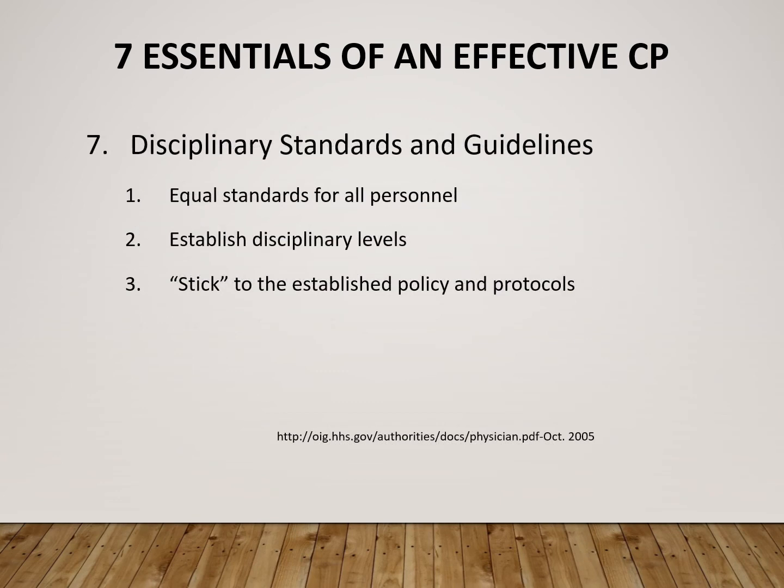Then you want to have set disciplinary standards and guidelines. And understand that the disciplinary standards have to be equal for all people. You want to have established disciplinary levels. For example, a first offense would carry this discipline. A second offense would carry a different discipline. Okay, and make sure that everyone who works in your office, whether they are paid employees, volunteers, or maybe a family member who works in your office, everyone is expected to stick to the established policy and protocols, and everyone will be judged at the same level.